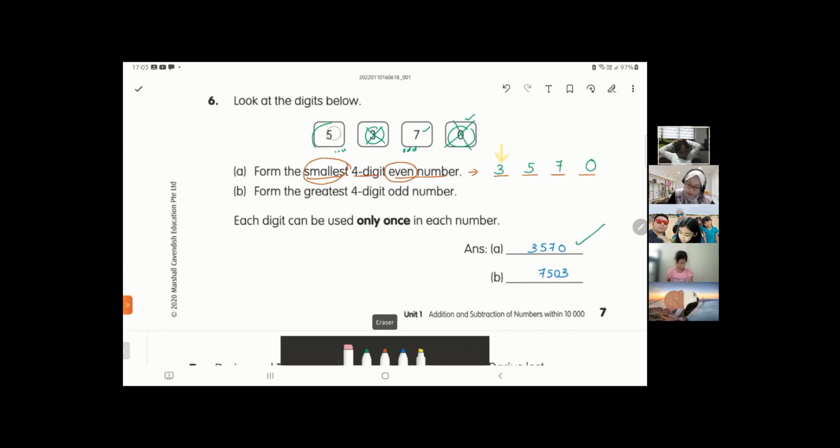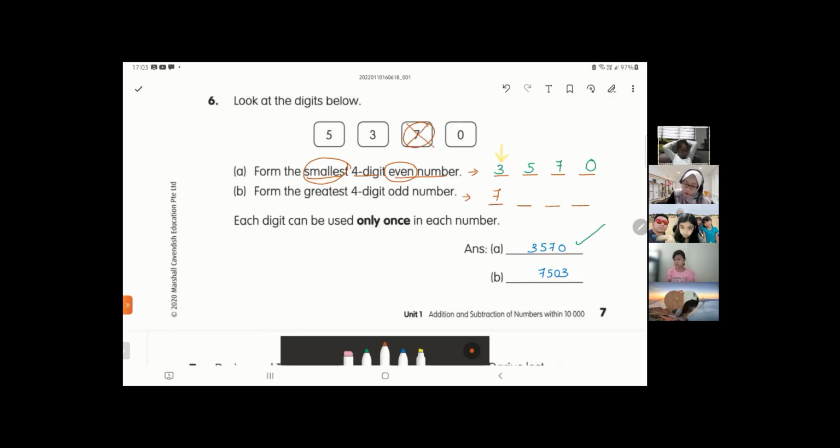Okay, now we check Alia's answer. She said the answer is 7503 for part B. Form the greatest 4-digit odd number. So 1, 2, 3, 4. Okay, so greatest means you need to start with the greatest number that's given there, which is number 7. So we start with 7 here. So done. Then odd number.